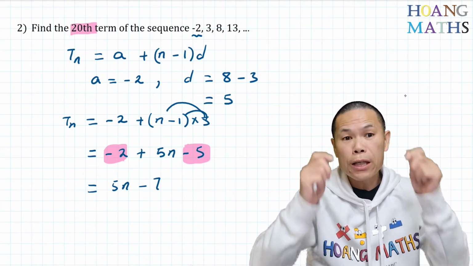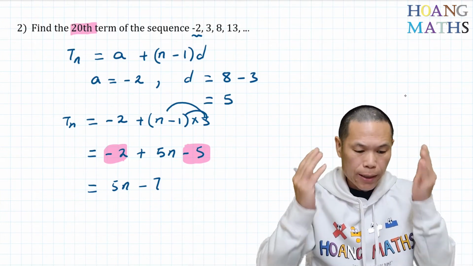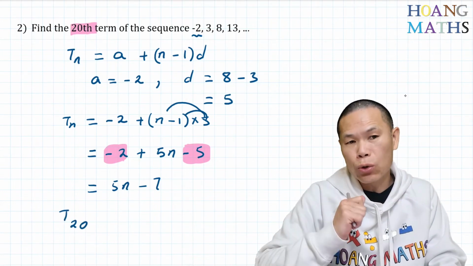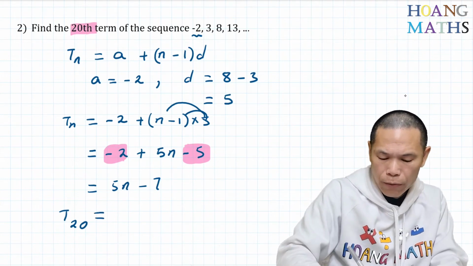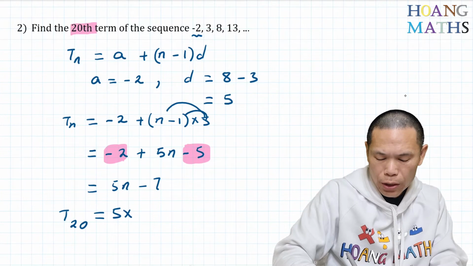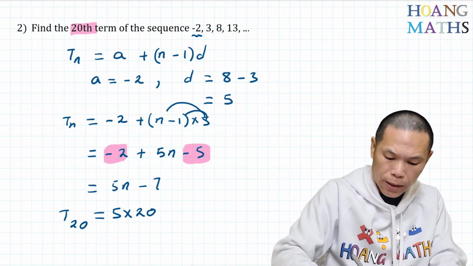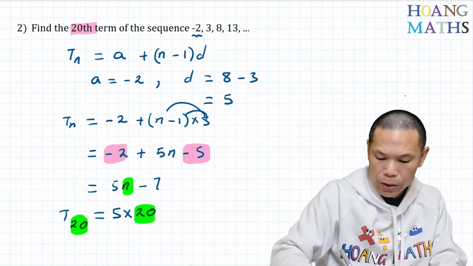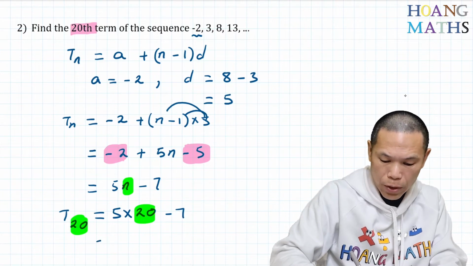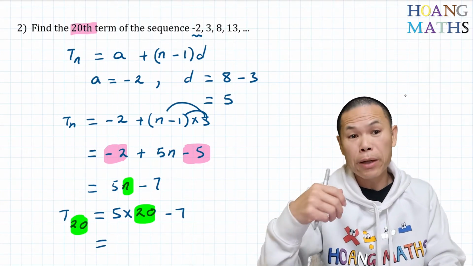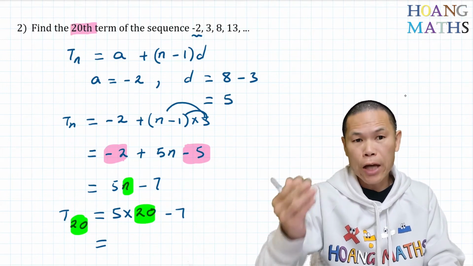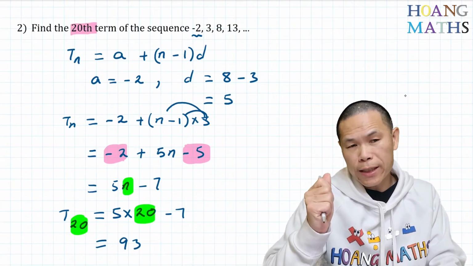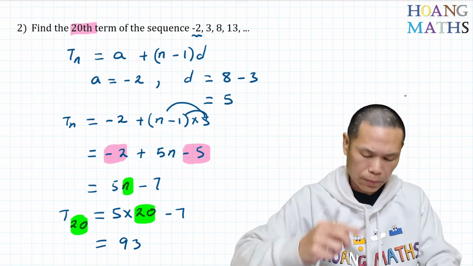But then what we need to find is the 20th term, T20, if you like. So T20, because n is equal to 20, because 20th term. So therefore, 5 times 20, so n is 20. This is n here, so 20, minus 7. So 5 times 20 is 100. 100 minus 7 is 93. So the answer is 93. So therefore, the 20th term is 93.